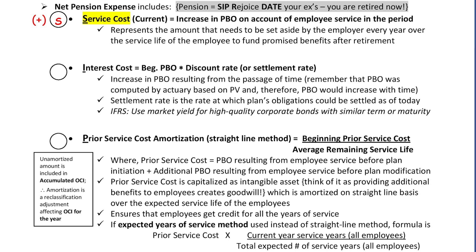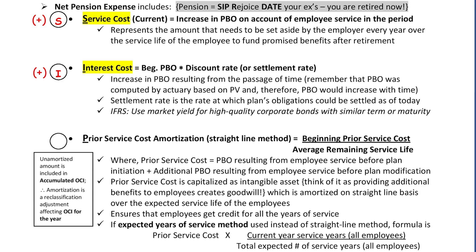The next component, put I on the bubble, put a plus sign there and highlight interest cost. Now the PBO, the projected benefit obligation, was computed by the actuary based on present value, and therefore this PBO needs to increase over time. So the interest cost is the increase in PBO resulting from the passage of time, and it's calculated as the beginning projected benefit obligation multiplied by the discount rate or the settlement rate.